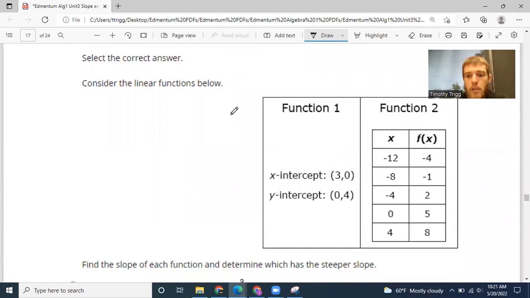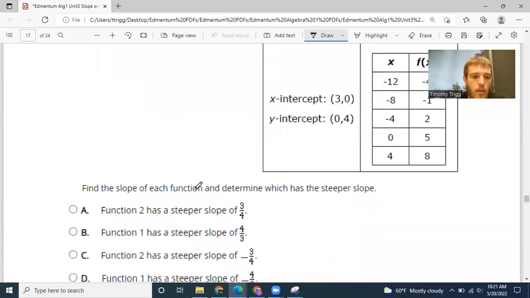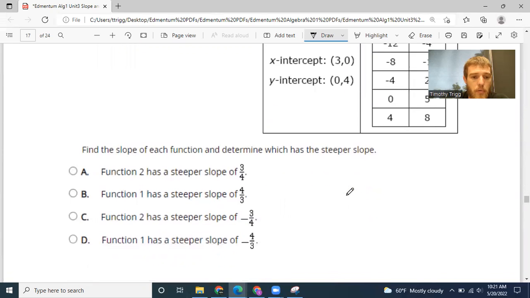Consider the linear function below. Okay, we have 2 functions. We have this first function that has an x-intercept 3, 0, y-intercept of 0, 4. And then we have this other function. Here are the coordinate points for it. Determine the slope of each function and which has the steeper slope.